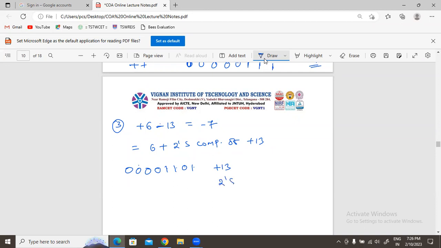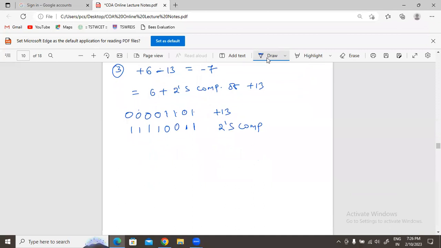Now write the 2's complement form of this plus 13. Up to the first 1, the bits stay the same, and the remaining bits are complemented: 0 becomes 1, 1 becomes 0, 1 becomes 0, 0 becomes 1, 0 becomes 1. This is the 2's complement conversion shortcut. This is the 2's complement of plus 13. Now I want to add this 16 and the 2's complement of 13.